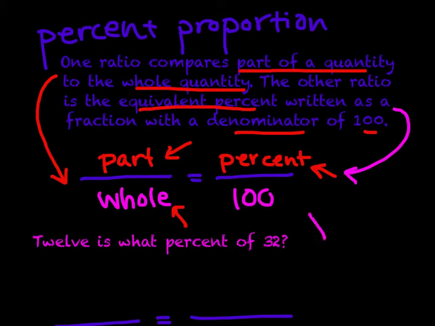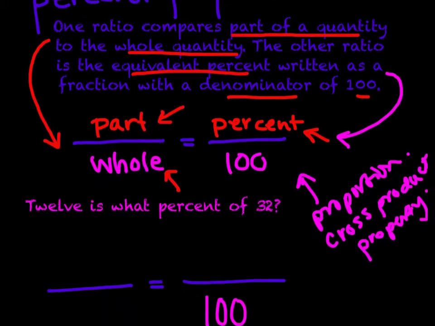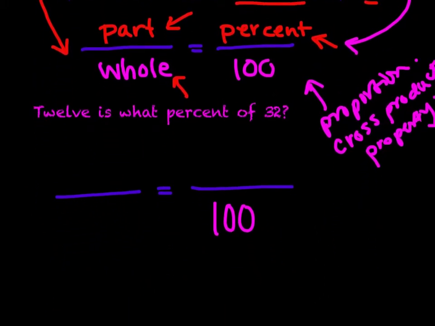So if you notice, we have a proportion that we're going to be working with. So you will use that cross product property to be able to solve this, or if you're lucky, you will be able to just use scale factor. But either way, cross product property and scale factor are both things that you will need to play around with for this particular problem. So we have 12 is what percent of 32? That is our sort of warm-up problem that we have going on. 12 is what percent of 32?